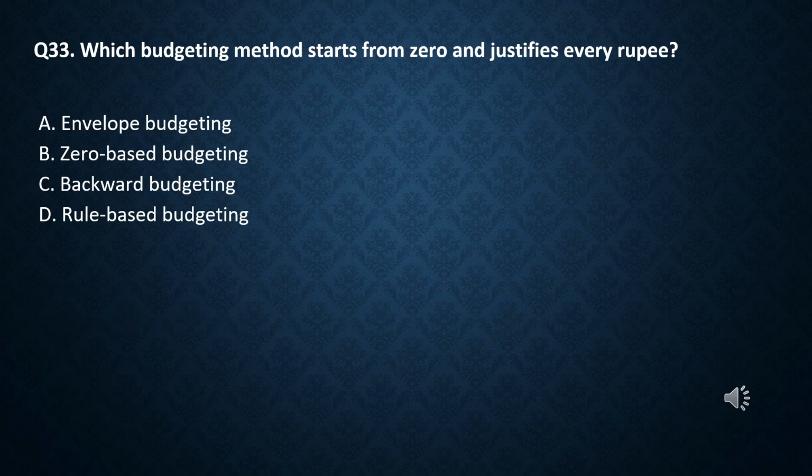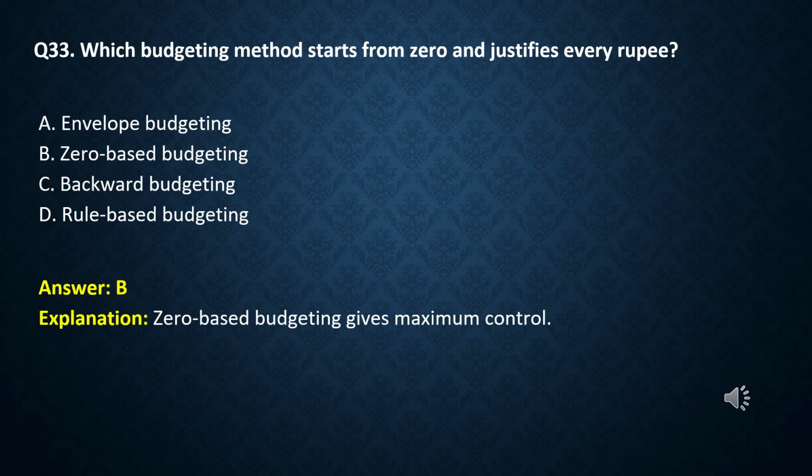Next question. Which of the following budgeting methods starts from zero and justifies every rupee? Option A envelope budgeting, option B zero based budgeting, option C backward budgeting and option D rule based budgeting. Correct answer is option B. Zero based budgeting gives maximum control.